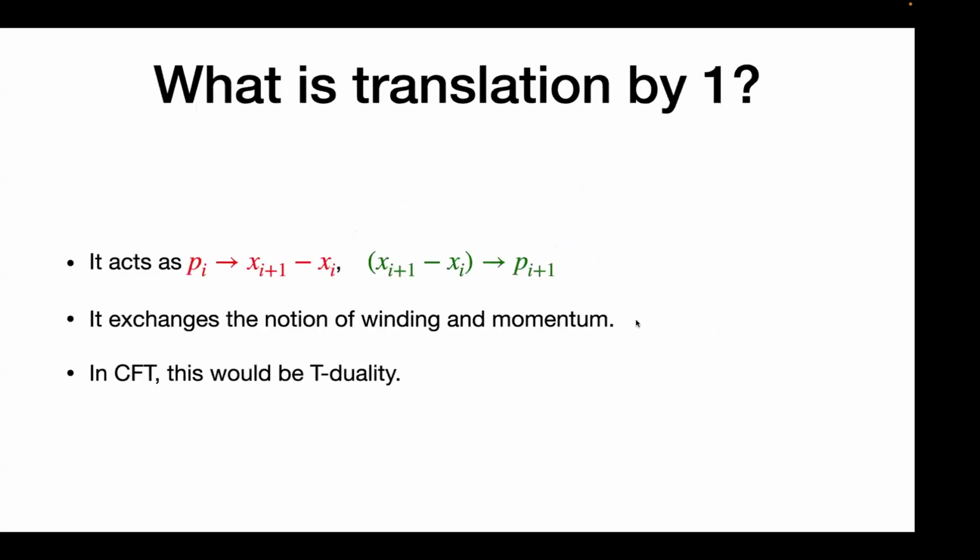Okay. So what is translation by 1? If you take it at face value, it sends p to x and xi minus 1 to pi plus 1. So what it's doing is it's sending the derivative of the position, or x dot, to the gradient of x, or to the gradient of the field, phi dot to gradient of the field. And it's sending the gradient of the field to phi dot. So this is exchanging the notions of winding and momentum. And in CFT, this would be T-duality. So this is a discretized version of the T-duality. So translation by 1 is T-duality.